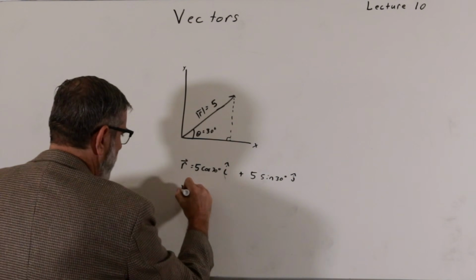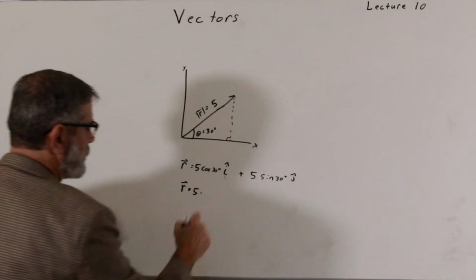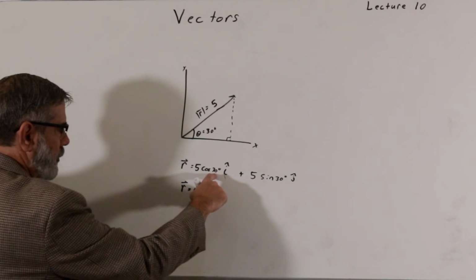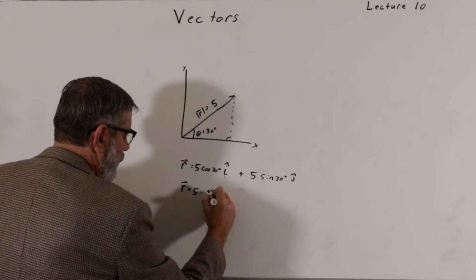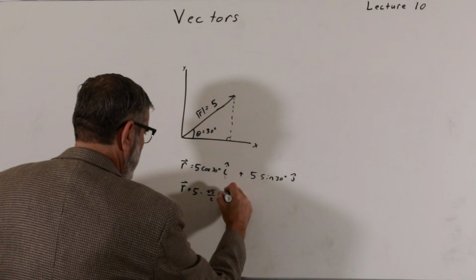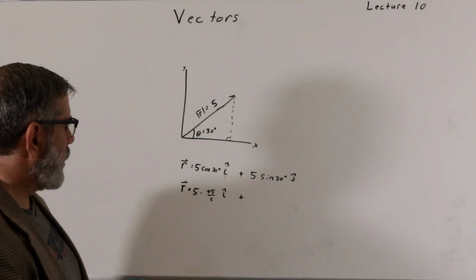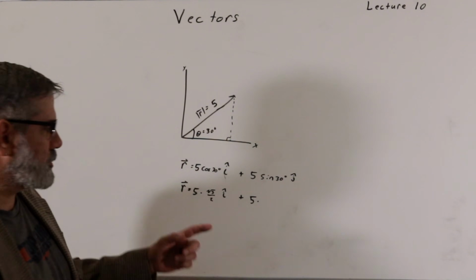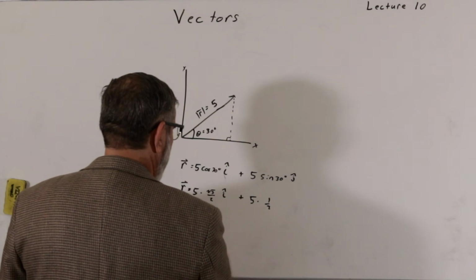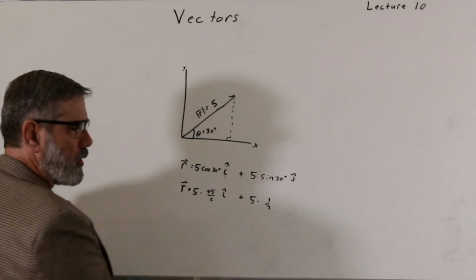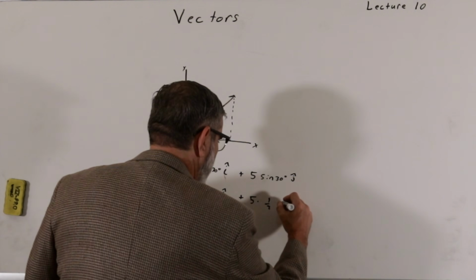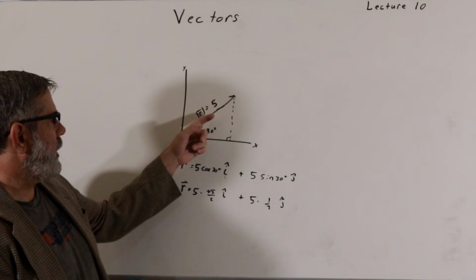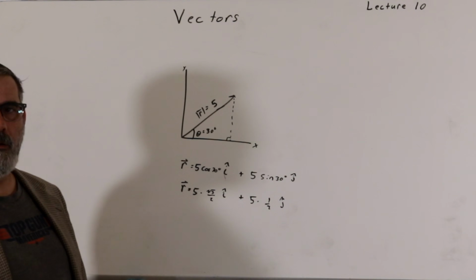So we have 5 times, what is the cosine of 30? Well, remember the mnemonic? For the cosine, it was 3, 2, 1. 30 degrees, so that's going to be the square root of 3 over 2. And that's in the i direction. And for the j direction, it's 5 times the sine of 30 degrees. And so for the sine of 30 degrees, that was the 1. So that's 1/2. So we have 5 halves square root of 3 in the i direction and 5 halves in the j direction. And so these are the components of our vector of magnitude 5 at a 30-degree angle.